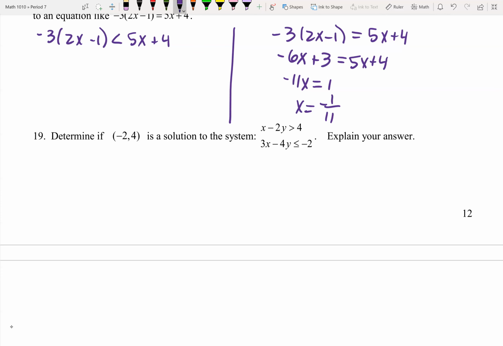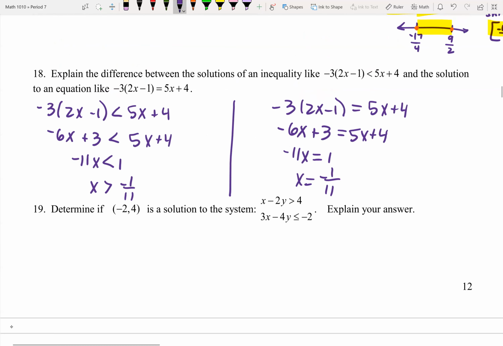Let's do it on the other side. Distribute the negative 3, and you get negative 6x plus 3 is less than 5x plus 4. I'm doing the same next step that I did on the right. 5x comes over and becomes a negative, so I have a negative 11x is less than 3 comes over also and becomes a negative, and it looks like that. Then I'm dividing by a negative 11, and I get x is, tell me guys, greater than negative 1 over 11. Okay, so what's the difference?